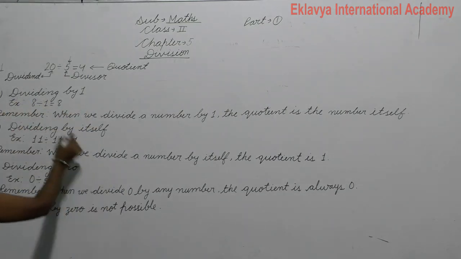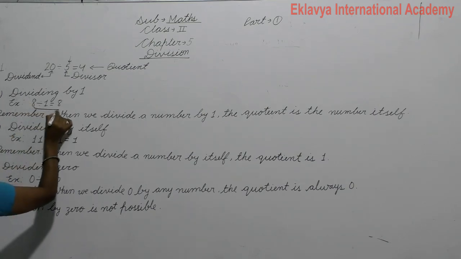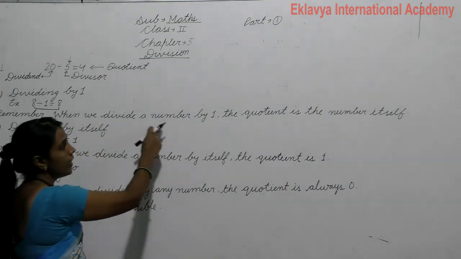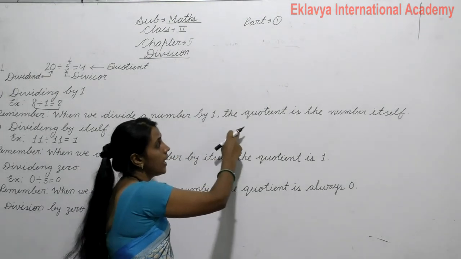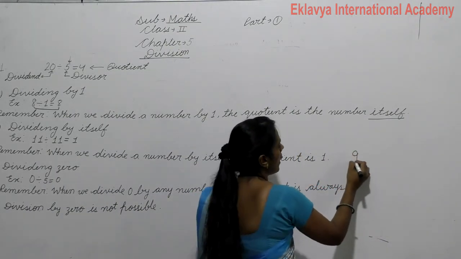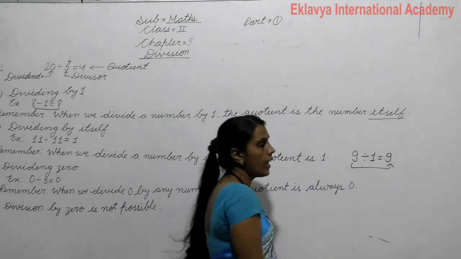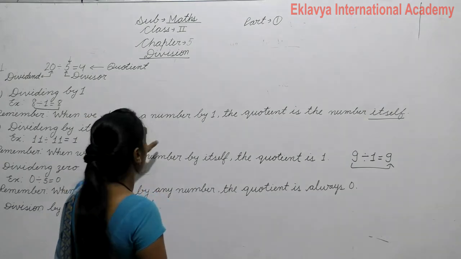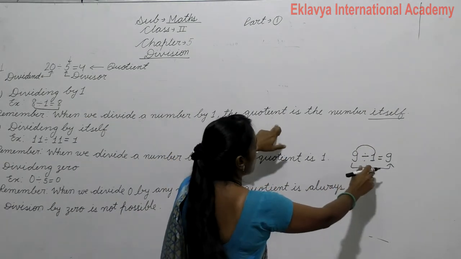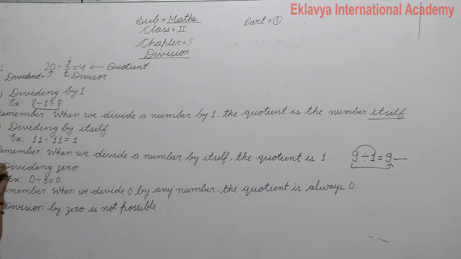Yes students, if we divide any number by one, we will get the number itself. So remember students, when we divide a number by 1, the quotient is the number itself. Like this, I have given you 9 divided by 1. Your answer is 9, 9 is itself. When we divide any number by 1, the quotient is the number itself. Got it?